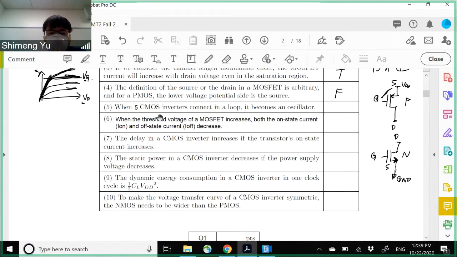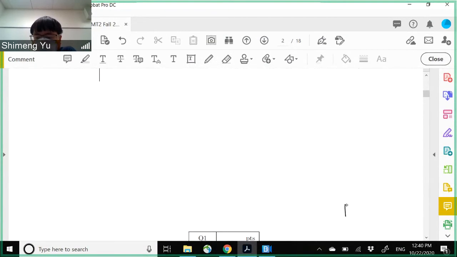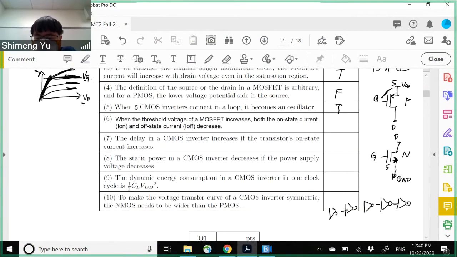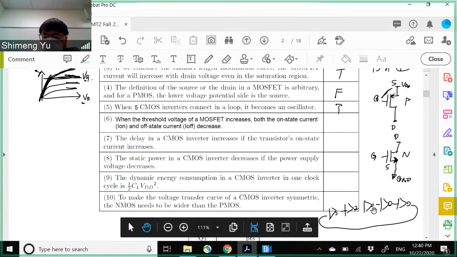Number 5, 5 CMOS inverters in a loop. So this is true. We talk about the inverter in a loop. If you have 5, basically an odd number like 3, 5, 7 will make this oscillate. This is in lecture 13 when we talk about the CMOS delay. We have an odd number of inverters in a loop, it becomes an oscillator. This is true.